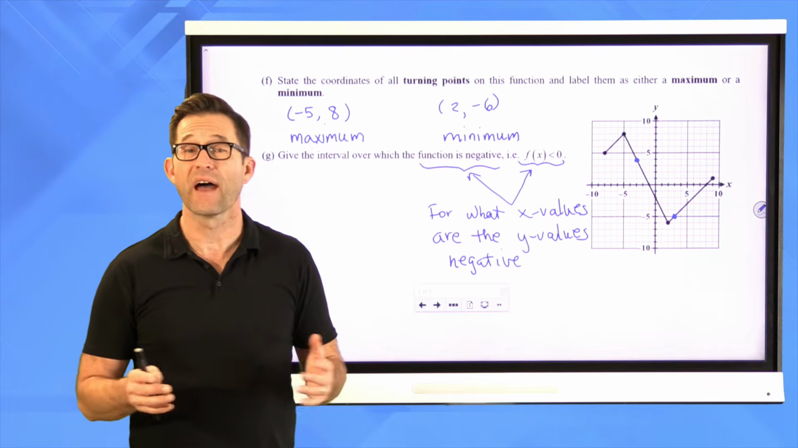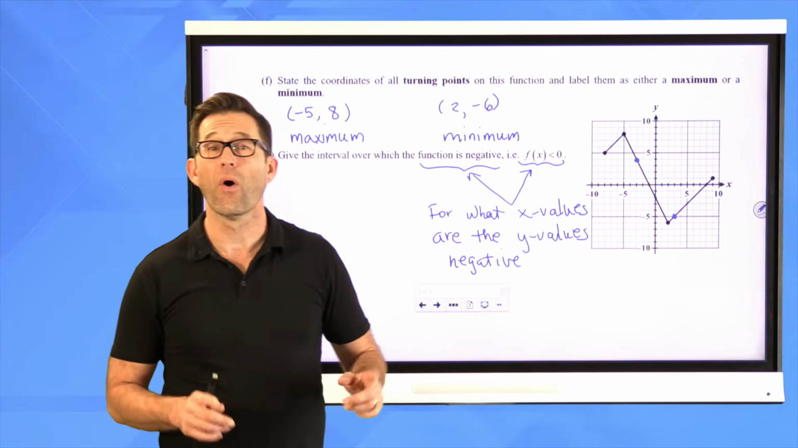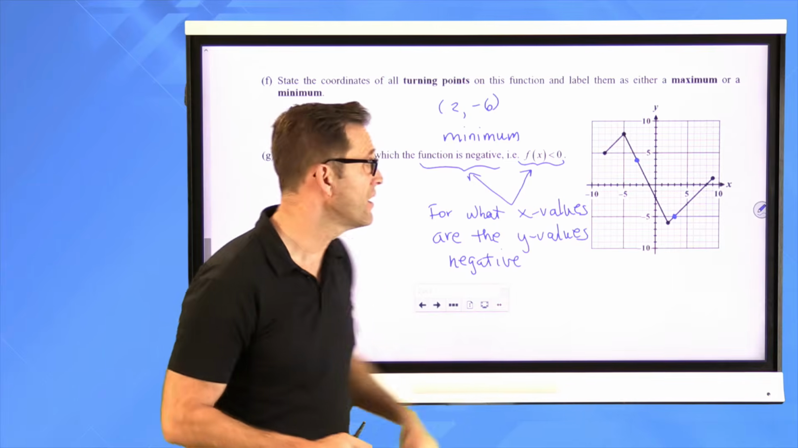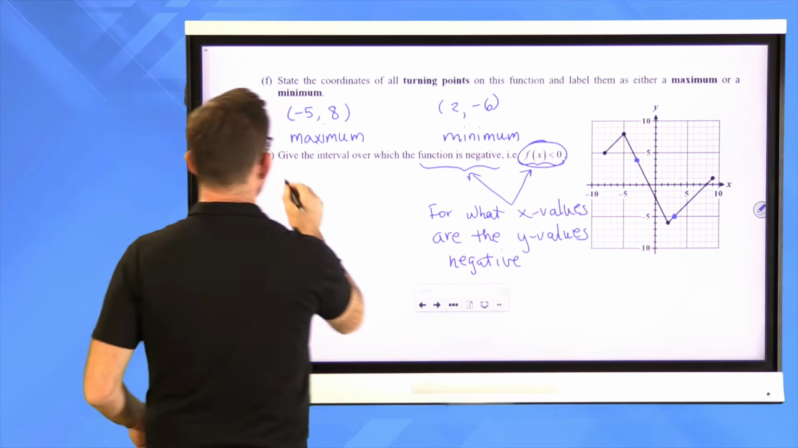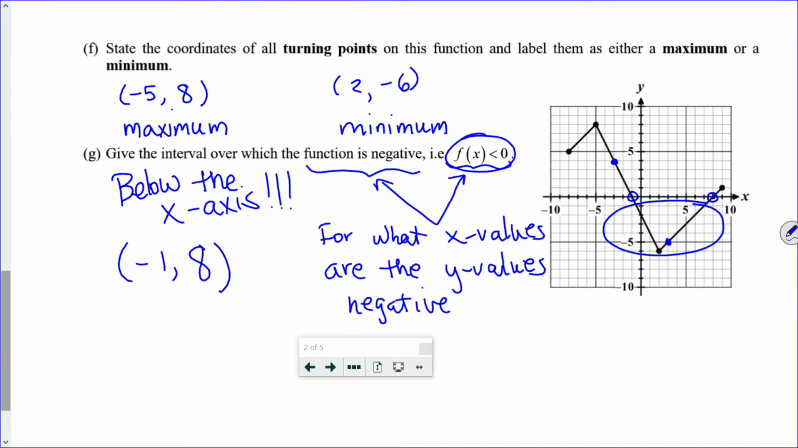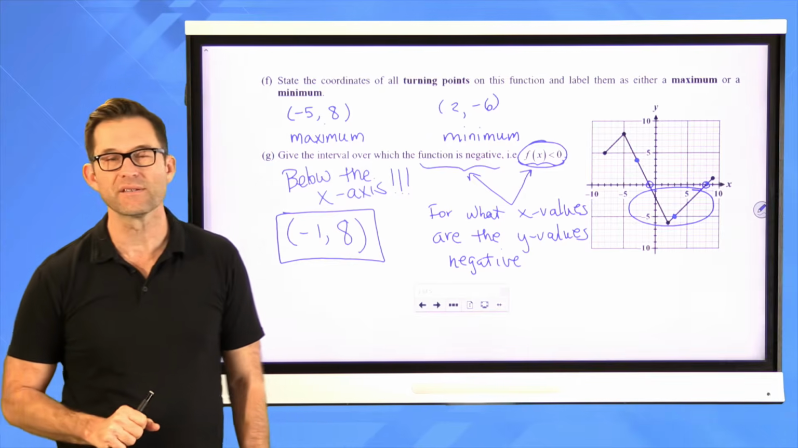Well, visually, this is actually quite easy because I'm just looking for all the x values where the graph is below the x-axis, right? Below the x-axis, the y values are negative. Where does that occur? That occurs all in here, and it really starts at -1 and ends at 8. So I'm going to say (-1, 8), and I'm going to use interval notation. By the way, a little confusing because that might look like a coordinate point. It certainly isn't, all right?